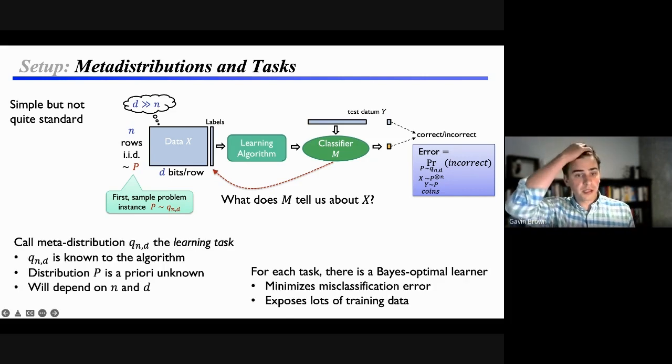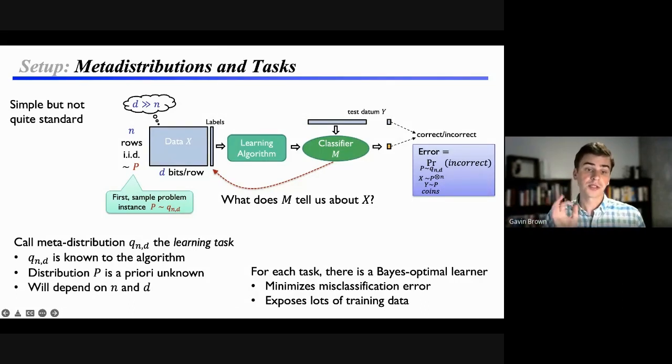So we call this meta distribution Q the learning task because it defines everything else about the problem. Q is known to the algorithm, but the distribution P will be a priori unknown. It will, in general, depend on N and D, which means the hard distribution is going to be tailored to the sample size in these results. For each task in this setup, there will be a Bayes optimal classifier that minimizes the misclassification error, but exposes lots of the training data by necessity.